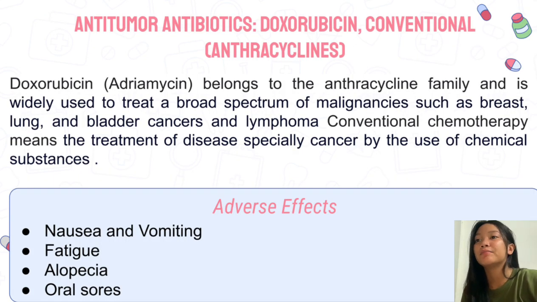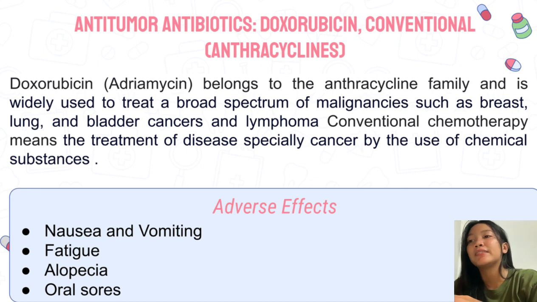The drugs that belong to anthracyclines are doxorubicin and the conventional. Doxorubicin, or Adriamycin, belongs to the anthracycline family and is widely used to treat a broad spectrum of malignancies such as breast, lung, and bladder cancer and lymphoma. Conventional chemotherapy means the treatment of disease, specifically cancer, by the use of chemical substances. The adverse effects of doxorubicin and the conventional are nausea and vomiting, fatigue, alopecia, and oral sores.